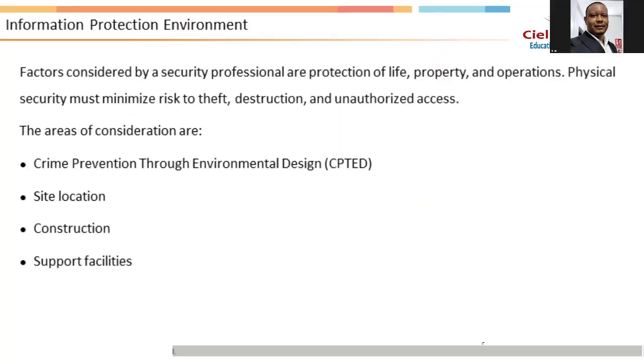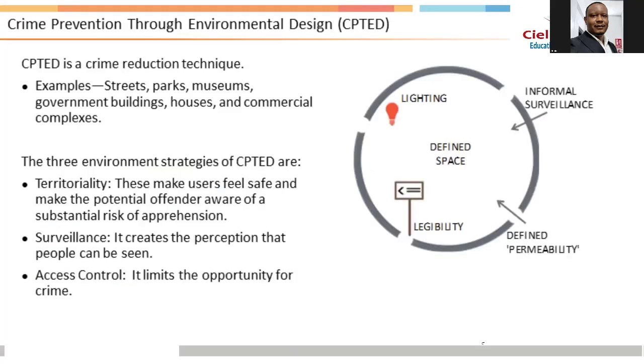I mentioned earlier that you should consider crime prevention through environmental design. Other things you need to consider for your physical security are your site location, construction, and other support facilities like your heating, ventilation, air conditioning, as well as fire equipment. When we talk about crime prevention through environmental design, we're basically saying design your environment in such a way as to help prevent crime.